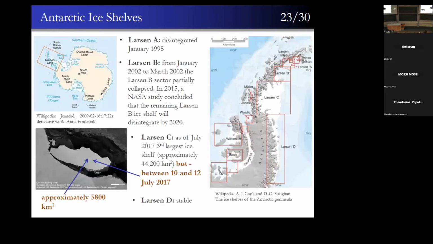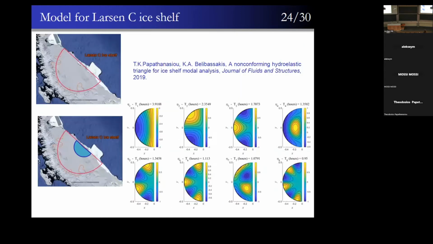Now, for an application, I would like to consider the Larsen C ice shelf, one of the largest ice shelves. It has a half circular shape, or at least it had until 2017, when there was a major calving event with a very large part of the ice shelf being detached. Here is a very simple approximation of the model using a half circle. The smaller half circle highlighted in blue is actually the part that was detached.